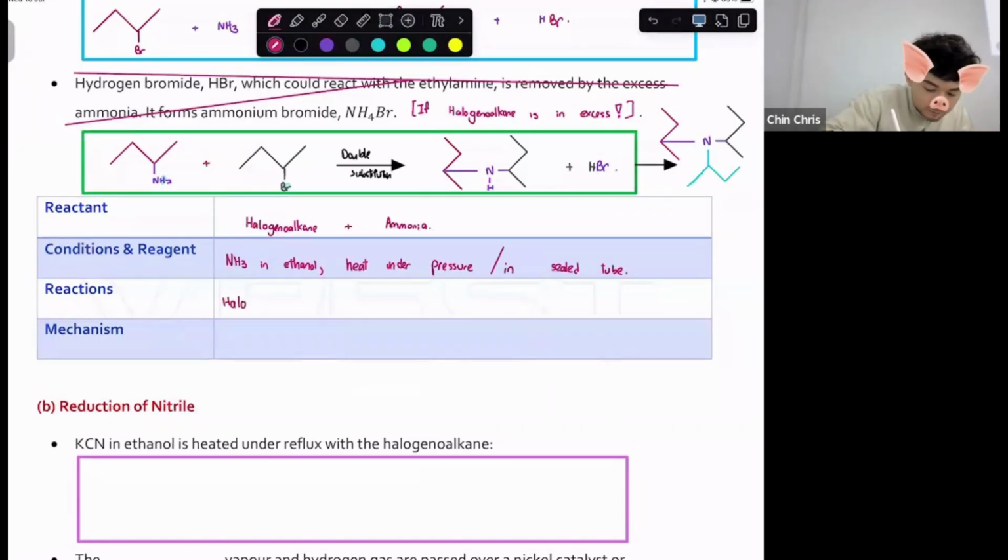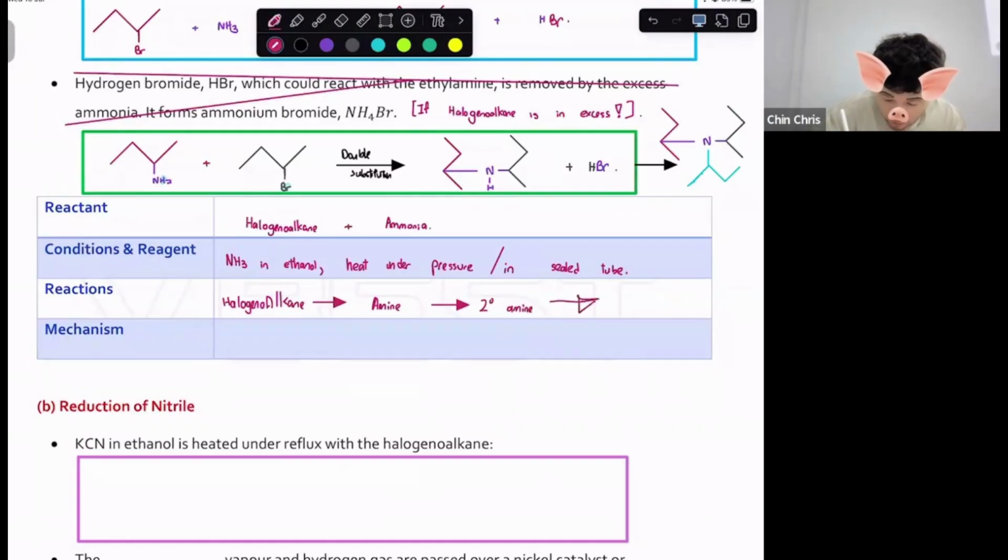Reaction: the halogenoalkane turns into an amine, then into a secondary amine, and if you keep on substituting it, it turns into a tertiary amine, understand? The mechanism is nucleophilic substitution, understand? This is AS stuff.